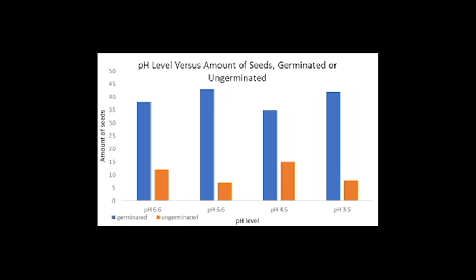The second data set we collected shows the amount of germinated seeds versus ungerminated for each of the pH levels. Every level had more germinated than ungerminated. pH of 6.6 had 38 germinate, pH of 5.6 had 43, pH 4.5 had 35, and pH 3.5 had 42. pH 5.6 had the most amount that germinated, which we found interesting since that is the average pH of rainwater according to the EPA's website.